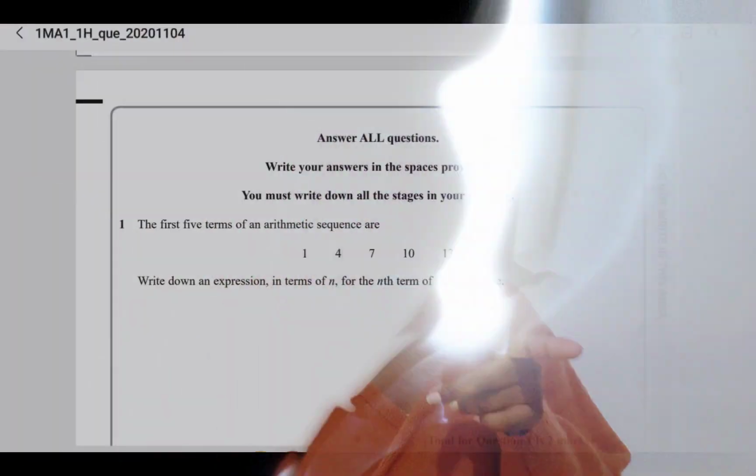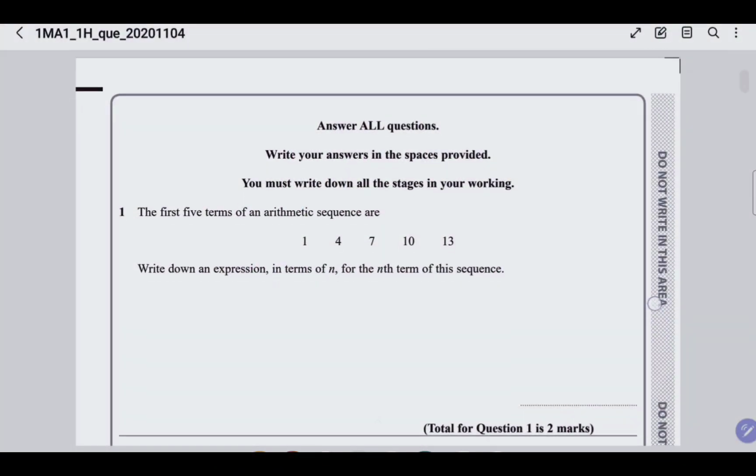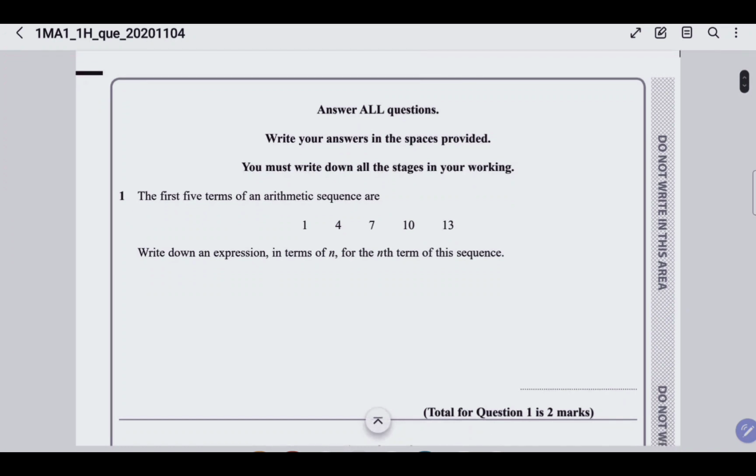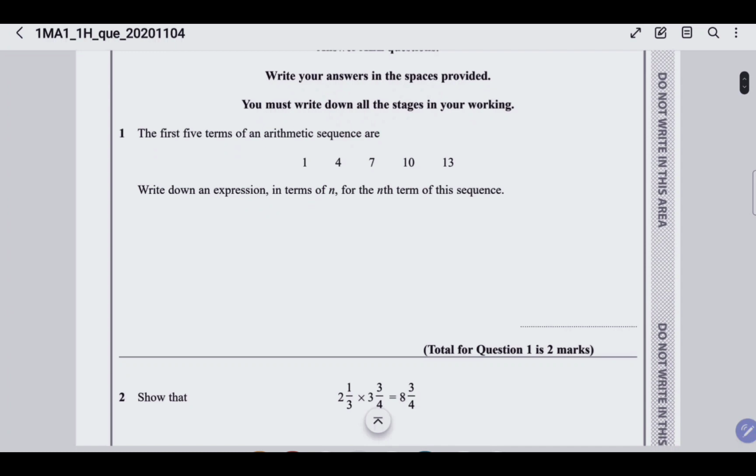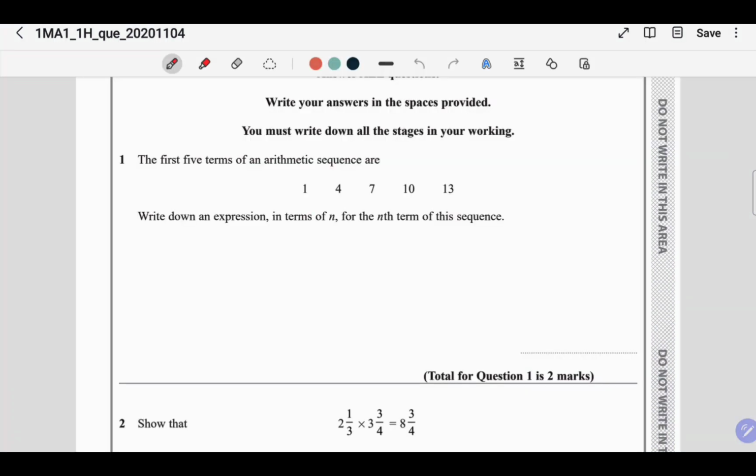So let's get started. The first part says answer all questions. Write your answers in the spaces provided, and all of the instructions that we usually do. The first 5 items of an arithmetic sequence are 1, 4, 7, 10, and 13. Write down an expression for the nth term of this sequence.